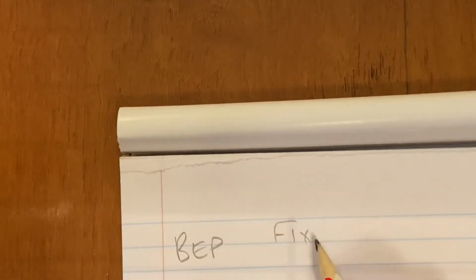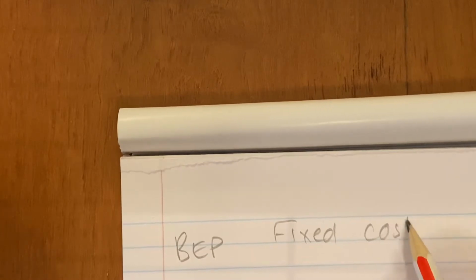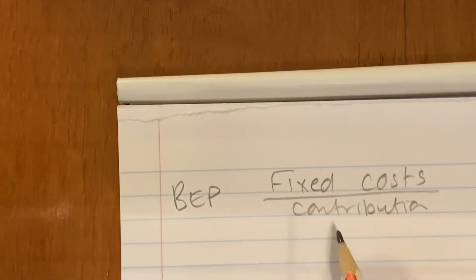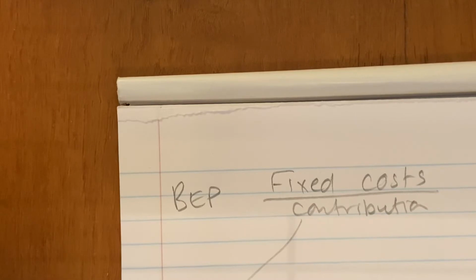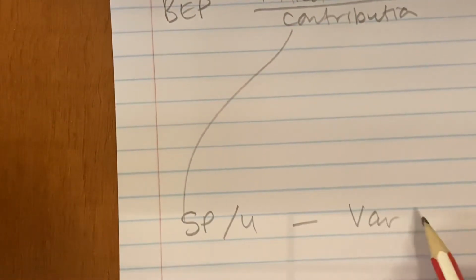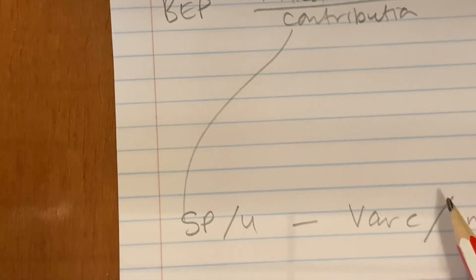Now the calculation at this stage, you know that the break-even point is the fixed costs divided by the contribution. And what is the contribution? The contribution, let's do it over here, is the selling price per unit minus the variable cost per unit. Okay, and what is the variable cost per unit?